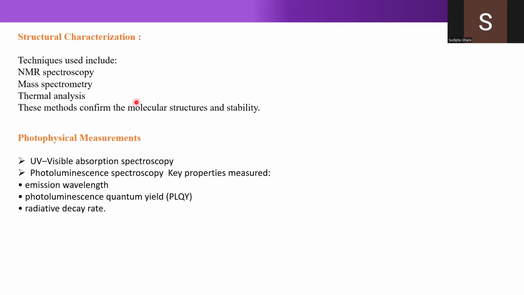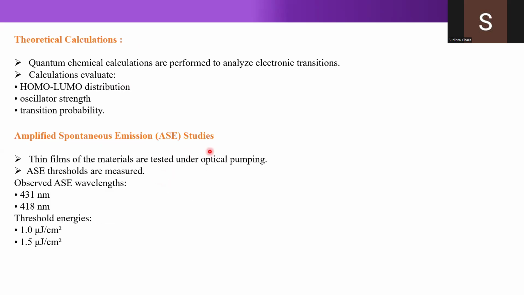They did the structural characterization by NMR, mass spectrometry, and thermal analysis, that means TGA, etc. And photophysical studies were also done: UV, PL, radiative decay rate, photoluminescence quantum yield measurement, and ASE measurement. They got a threshold energy of 1.0 to 1.5 microjoule per square centimeter, which is very great.